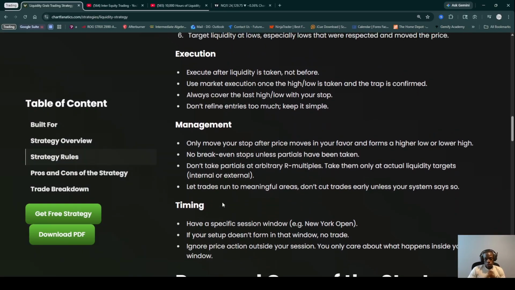Execution. Execute after liquidity is taken, not before. Use market execution once the highs and lows are taken and the trap is confirmed. Always cover the last highs or lows with your stop. Don't refine entries too much. Keep it simple.